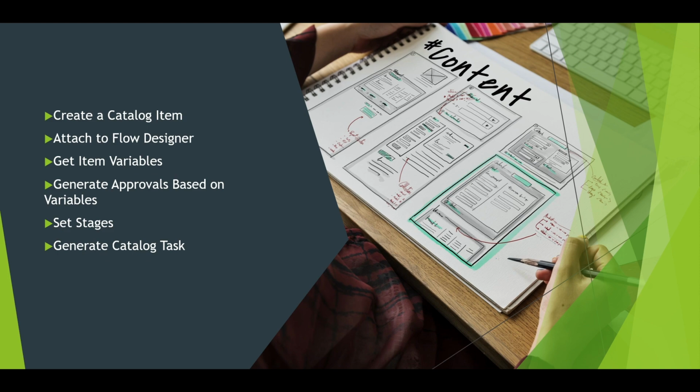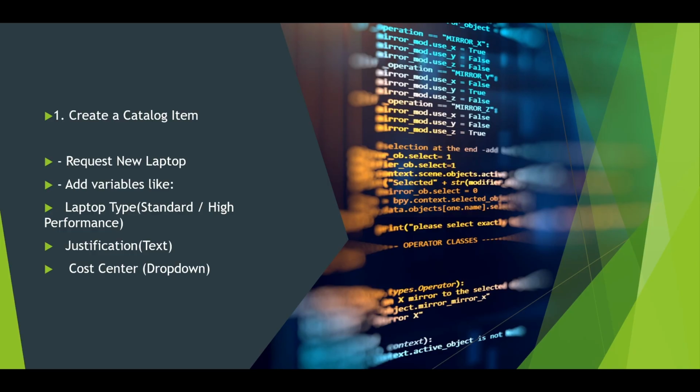First is creating a catalog item, and we are creating one flow designer. That flow designer we have to attach to the catalog item, and we get the variables that you created on the catalog item, so we have to take those variables into the flow designer. After that we have to generate approval based on the variables, and also we set the stages on the flow designer. And after that, once the approval is approved and everything is sorted, we have to create one catalog task. These are the things that we will look at in this video.